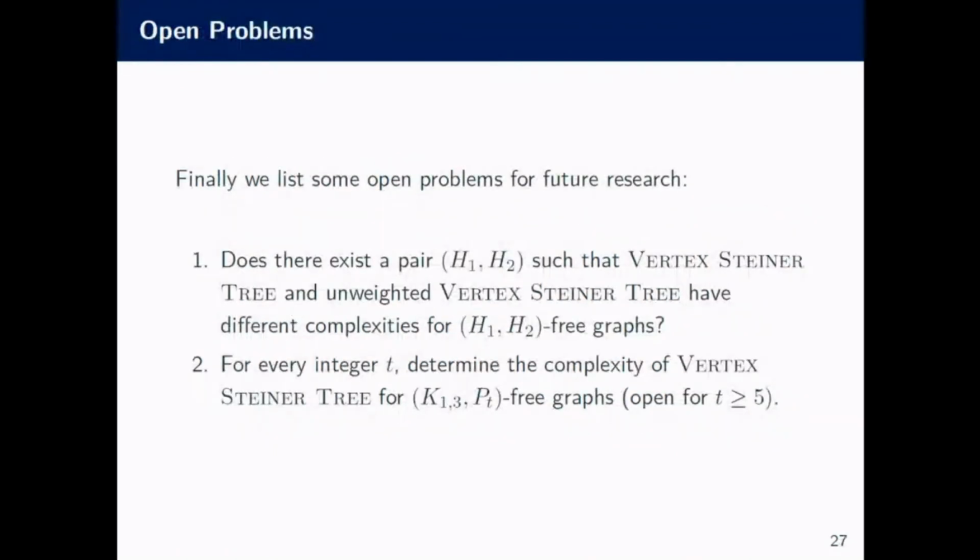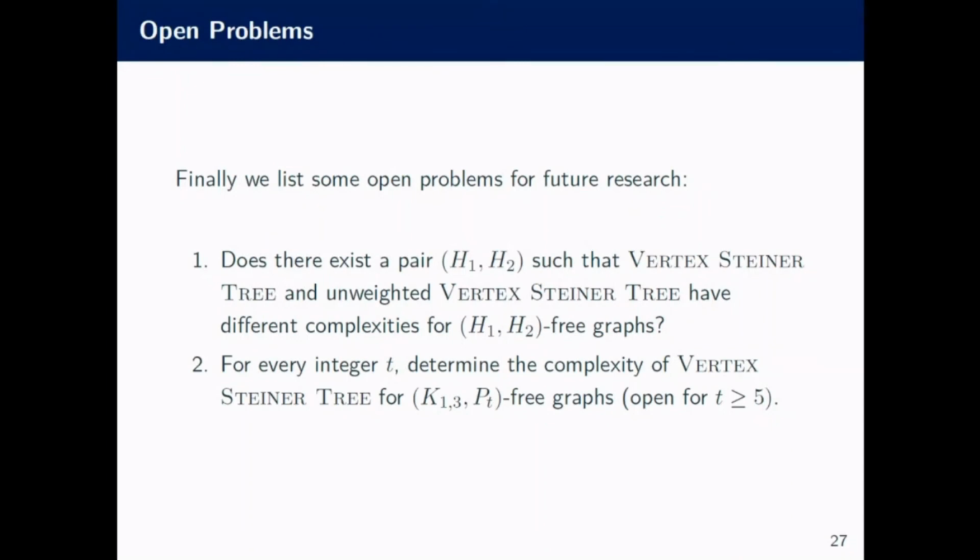So what are the next steps in our research? First thing, we want to understand if there is any pair H1, H2 of graphs such that vertex Steiner tree and unweighted vertex Steiner tree have different complexities. For the edge version, it's already a yes, while here it is yet to be established.